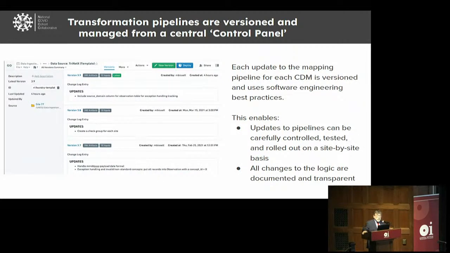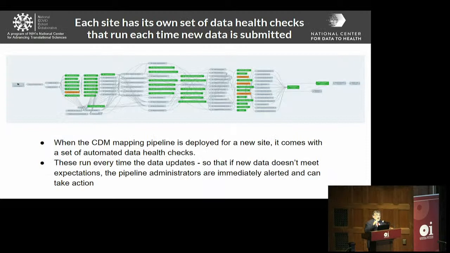Obviously, our data transform pipelines are versioned and managed from a central control area that is updated for each common data model, and are carefully controlled and tested. And each contributing site, now 66, I believe, really has its own pipeline and its own healthcare data checks. While obviously we have template pipelines to start from, to go from, say, PCORnet to OMOP, the reality is, you've seen one PCORnet site, you've seen one PCORnet site.